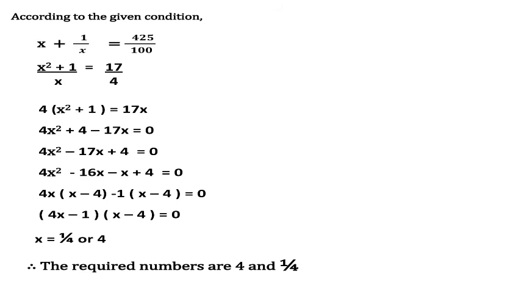Then cross multiply to get the equation as 4x square minus 17x plus 4 is equal to 0. After factorizing the equation, the value of x is equal to 1 by 4 or 4. Here, if my value is 4, then its reciprocal will be 1 by 4, or it can be vice versa also. Therefore, the required numbers are 4 and 1 by 4.